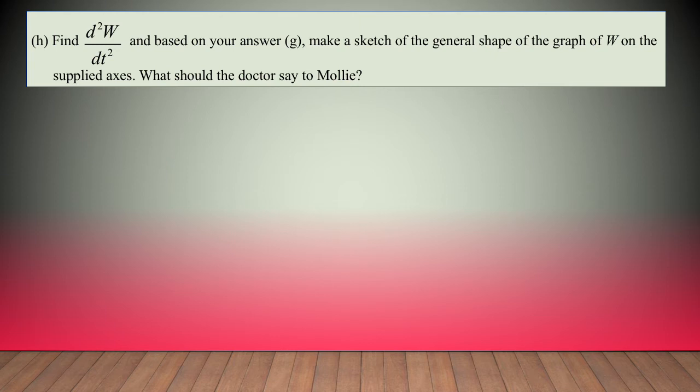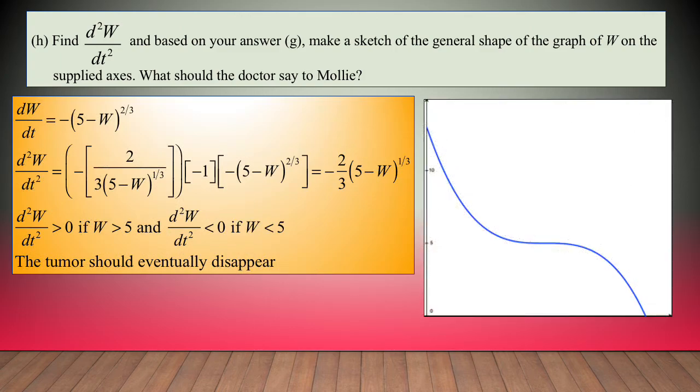Part H reads, find the second derivative of W with respect to t, and based on your answer from Part G, make a sketch of the general shape of the graph of W on the supplied axes. What should the doctor say to Molly? We start with dW/dt equals negative quantity 5 minus W to the 2/3. So the second derivative of W with respect to t will equal negative 2/3 times 5 minus W to the negative 1/3 times negative 1 times dW/dt.